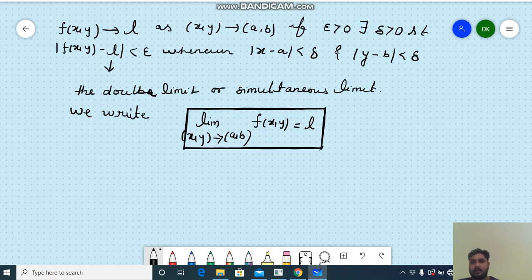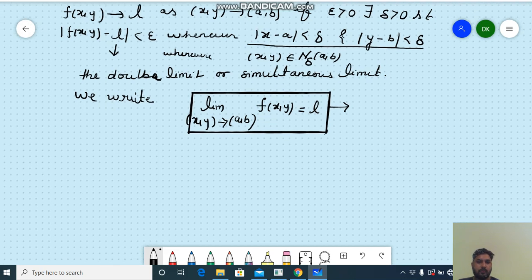Sometimes in place of this condition we use whenever (x,y) belongs to a neighborhood of the point (a,b). We suppose it is a delta neighborhood of (a,b). Then we say this small l is a simultaneous limit of the function, or simply a limit of function f(x,y).